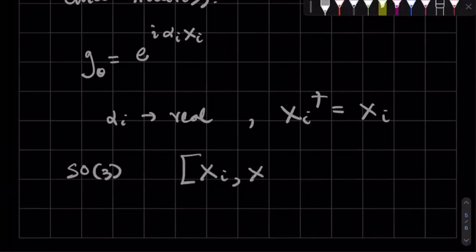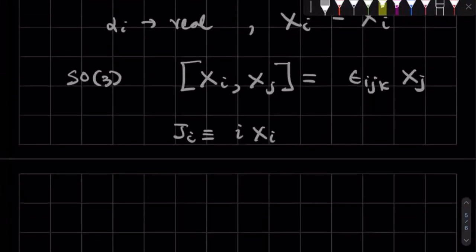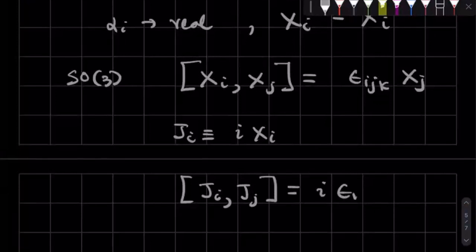So for SO(3), if I write the algebra of the generators, it's basically this. This is the mathematician's SO(3) algebra, but physicists define their generators to be i times x_i. So for physicists, the SO(3) algebra, which is the angular momentum algebra, becomes this. Okay, so I think this probably answers some of Saif's questions.